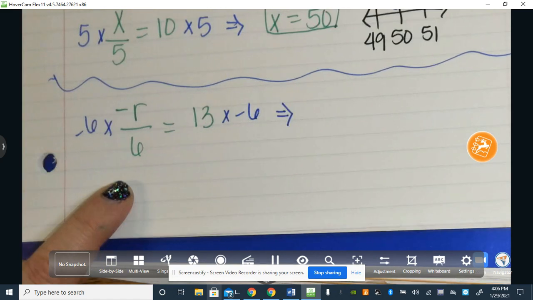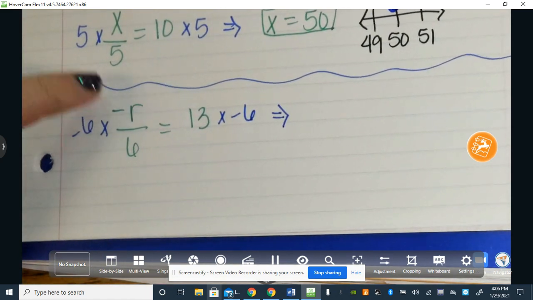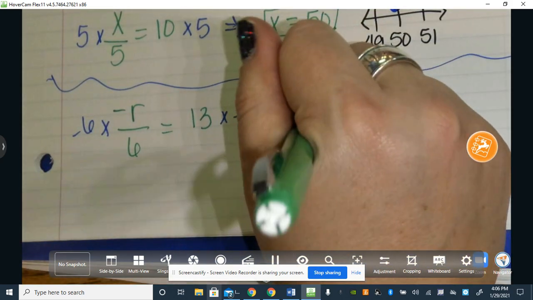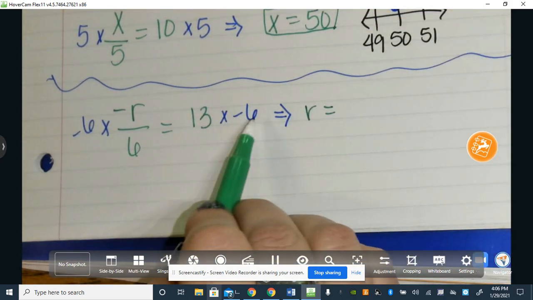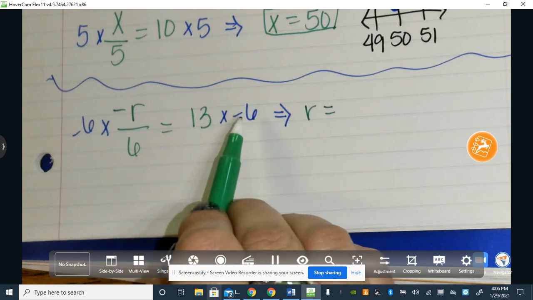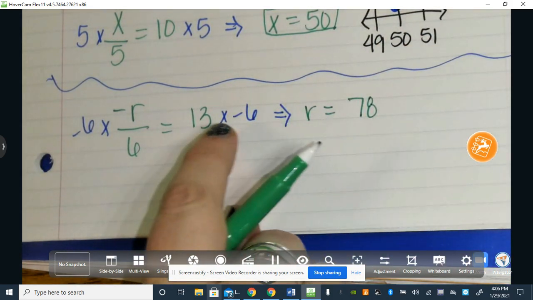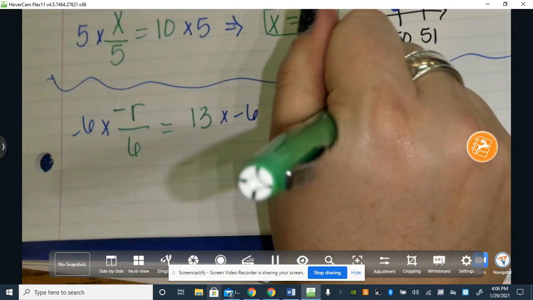All right, since this is taking out the negative, that will go away, and the 6 will go away. So I'm only left with r equals, and then I need to multiply. 13 times 6 gives me 78. But I have a negative 6 here, so that would be a negative 78.